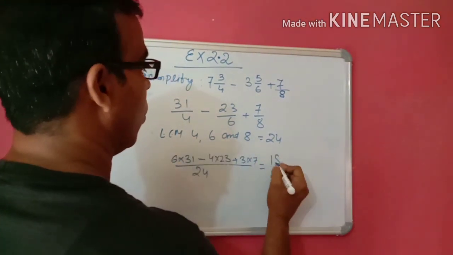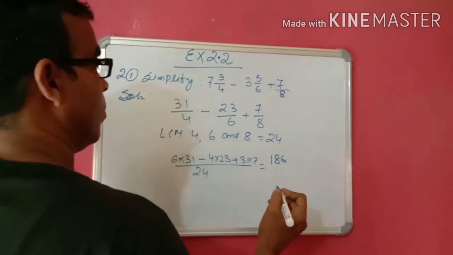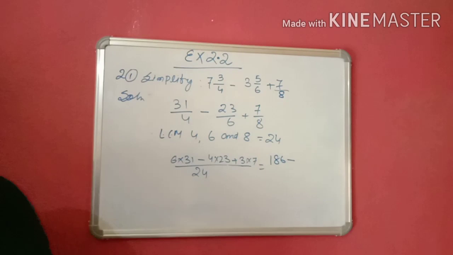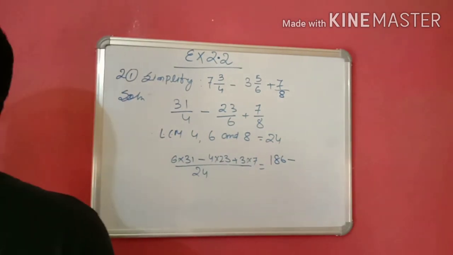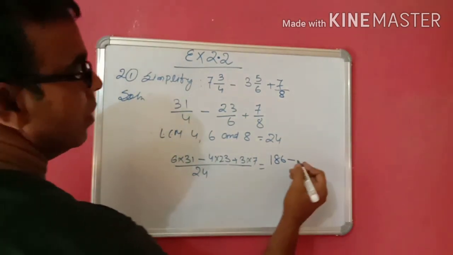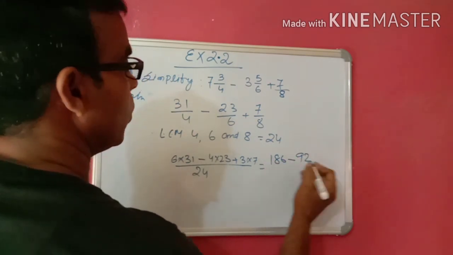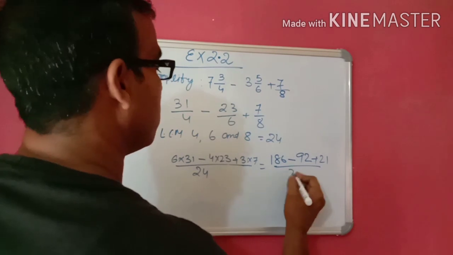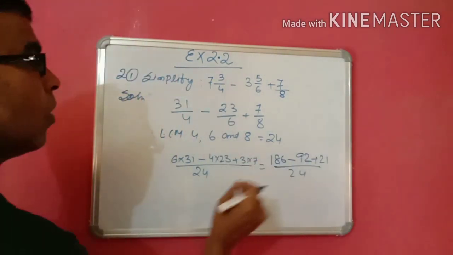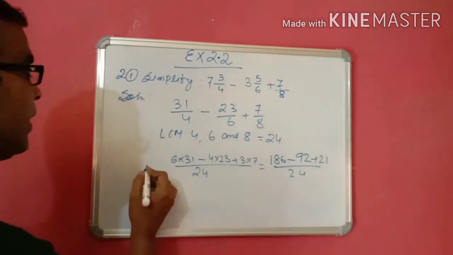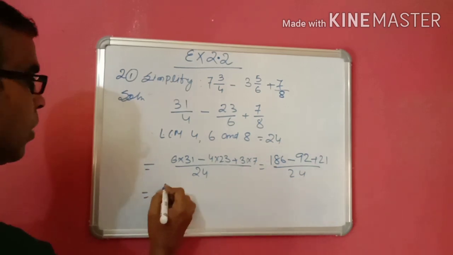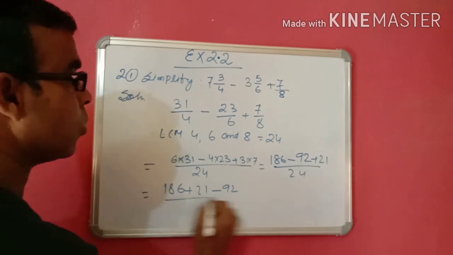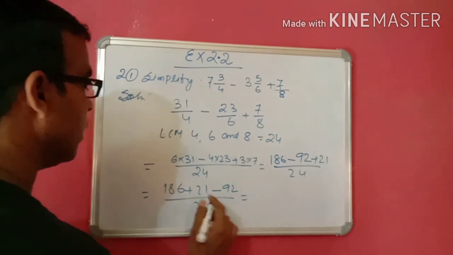It will be, write down, 186 and minus 92 plus 21 by 24. Take all the addition signs one side. 186 plus 21 minus 92 by 24. Add.